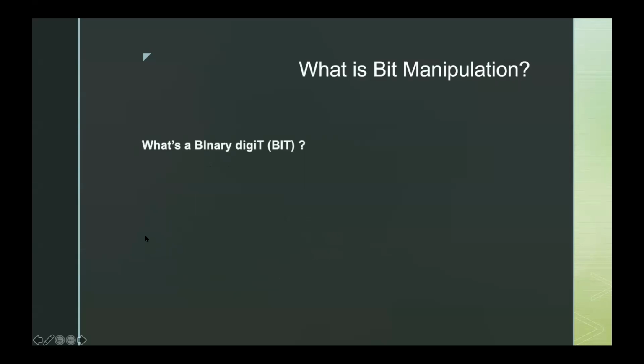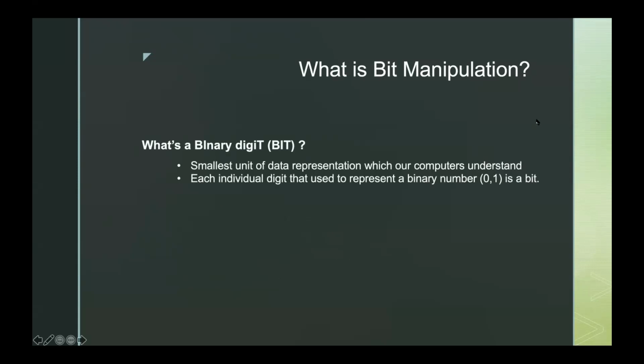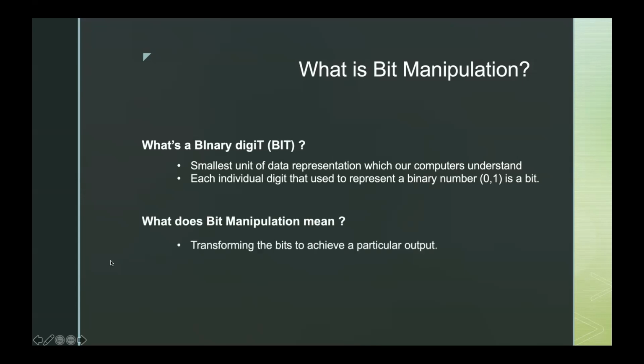So what is bit manipulation? Whenever we say bit or a binary digit, what do we actually mean by it? We know that all the information in the machines or the computers is stored in the form of binary numbers, that is 0 or 1. So a bit is essentially the smallest unit of data representation which our computers can understand. And what is bit manipulation? If you transform the bits by any particular method to achieve some kind of output, that is what bit manipulation is.